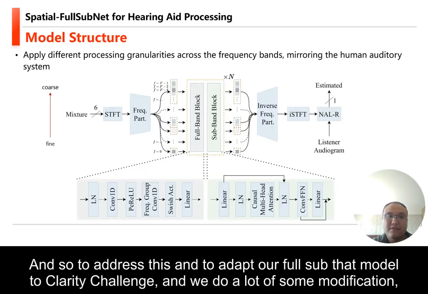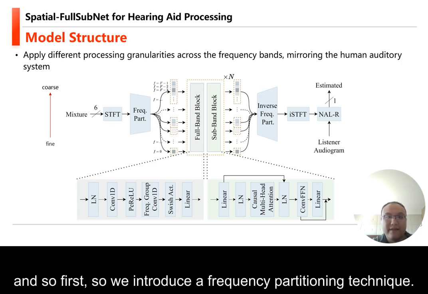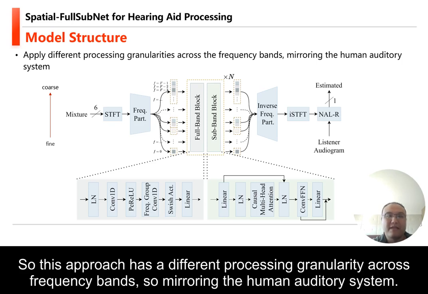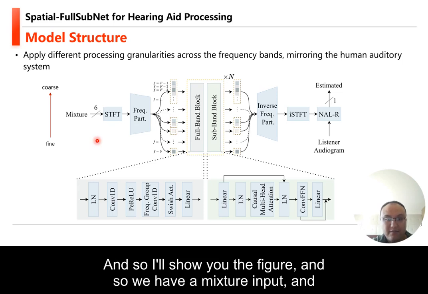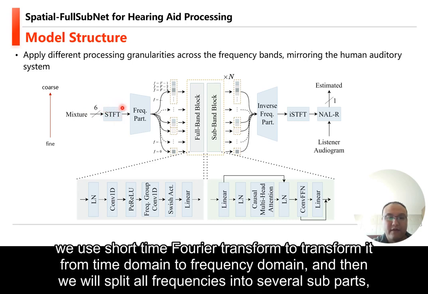To address this and adapt our full subnet model to the Clarity challenge, we made a lot of modifications. First, we introduce a frequency partitioning technique. This approach applies different processing granularity across the frequency bands, mirroring the human auditory system. As shown in this figure, we have a mixture input, and we use short-time Fourier transform to transform it from time domain to frequency domain, and then we split all frequencies into several subparts.